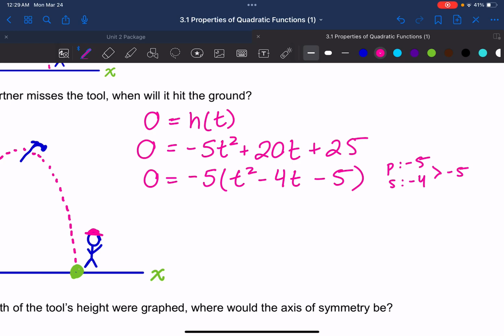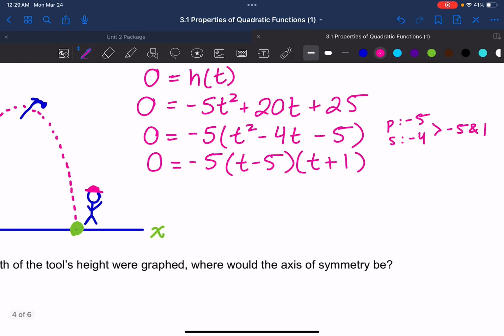That looks like it could be -5 and 1. Because I have no coefficient in front of this t squared within the brackets, I can just pop those values into brackets. So I should be left with -5 and then t minus 5 and t plus 1. Now, when you go to test these brackets, this is not your final answer because you have to tell me what t is equal to actually, right?